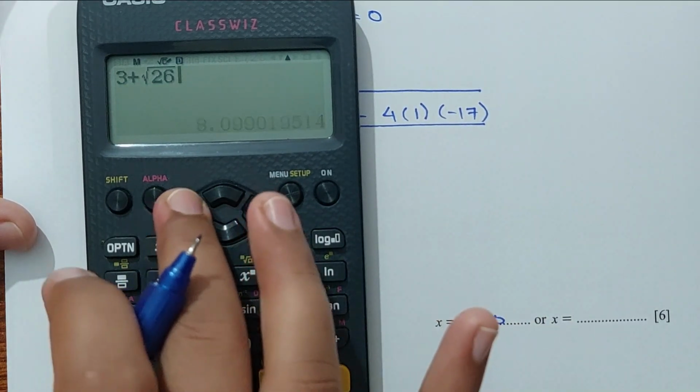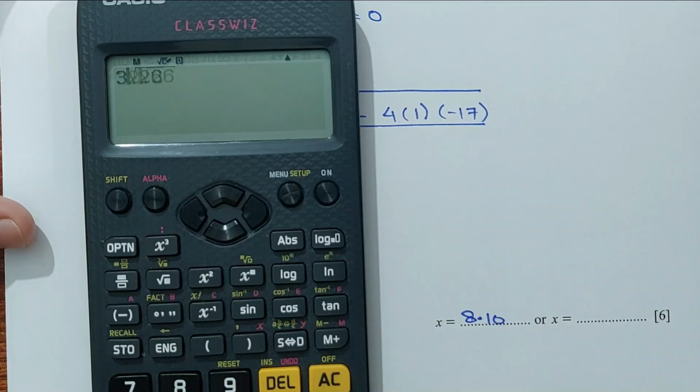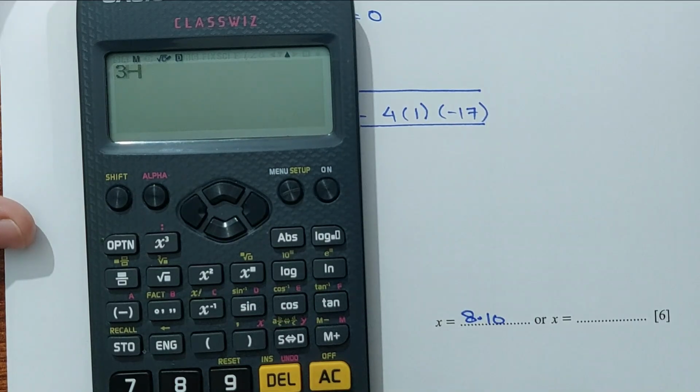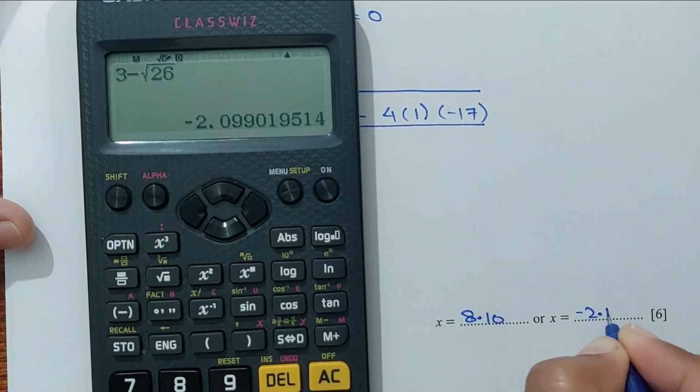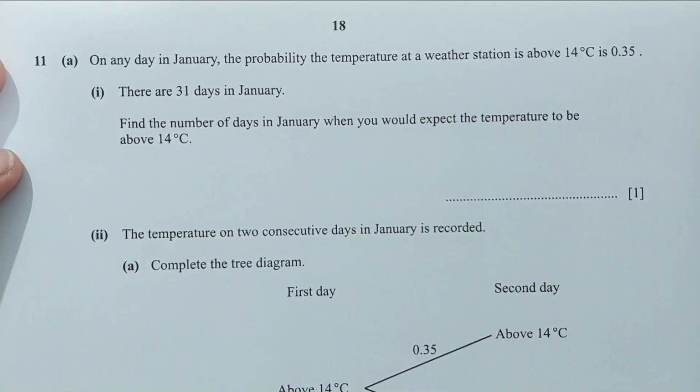And 3 minus root 26 is minus 2.10. Question number 11, part A.